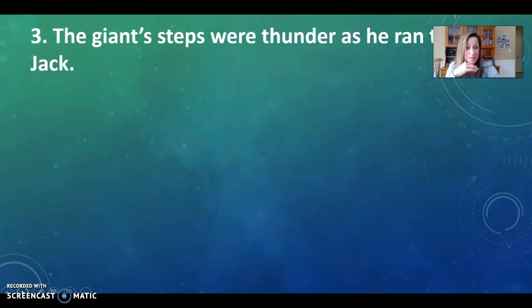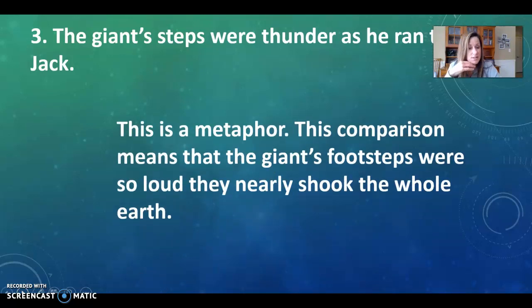Let's look at number 3. The giant's steps were thunder as he ran toward Jack. Of course, this is a metaphor, and it means that the giant's footsteps were so loud that they shook the whole earth, but that they were just really, really loud.